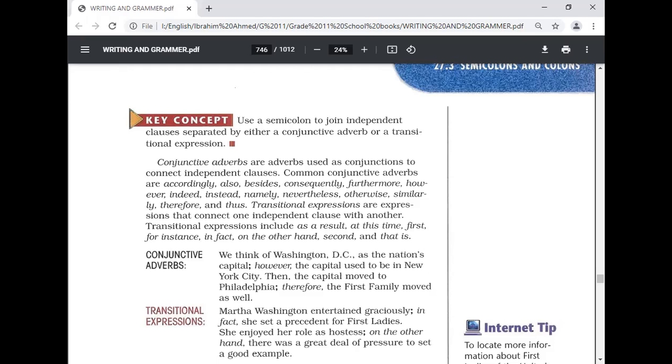Conjunctive adverbs, an example: We think of Washington, D.C., as the nation's capital; however, the capital used to be in New York City. Then the capital moved to Philadelphia; therefore, the first family moved as well.